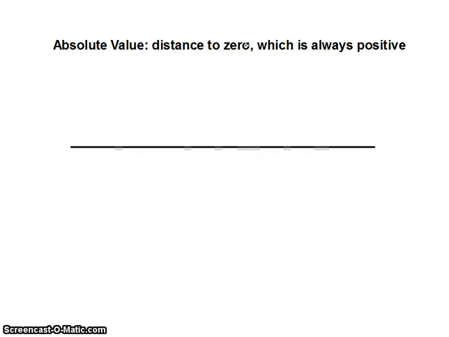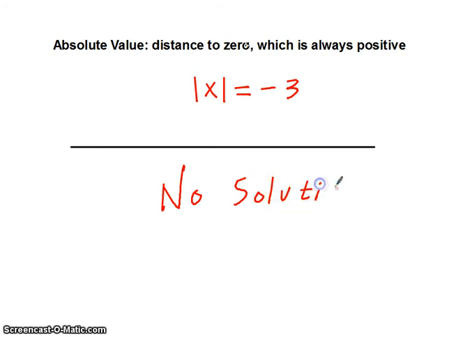Now, one more thing before we leave this slide. What if we had the absolute value of x is equal to -3? Well, if that stumps you, it should, because there's no such thing as a negative distance to 0. So on problems such as these, you would have to write no solution, no such thing as a negative distance.